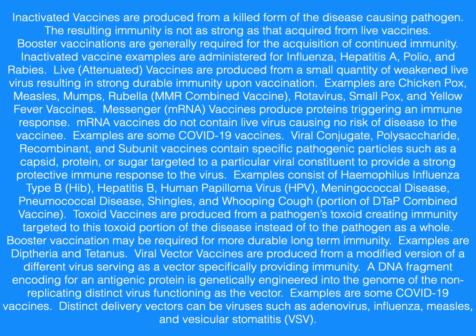Viral vector vaccines are produced from a modified version of a different virus, serving as a vector, specifically providing immunity. A DNA fragment encoding for an antigenic protein is genetically engineered into the genome of the non-replicating distinct virus, functioning as the vector. Examples are some COVID-19 vaccines. Distinct delivery vectors can be viruses such as adenovirus, influenza, measles, and vesicular stomatitis.